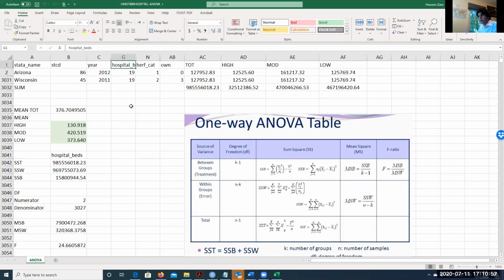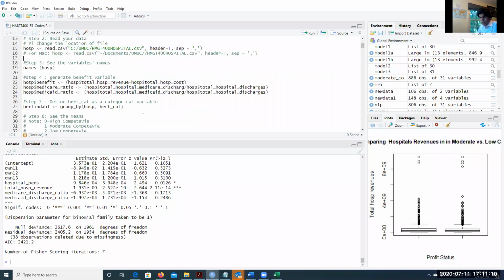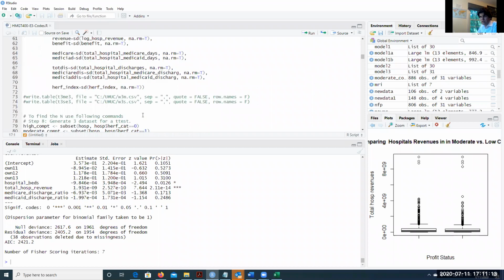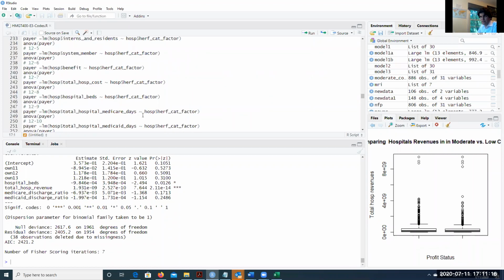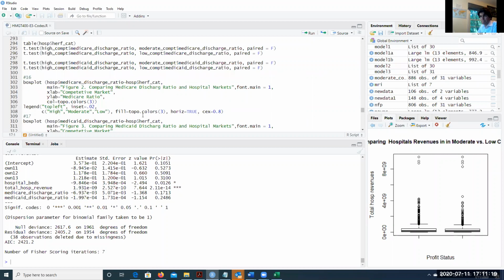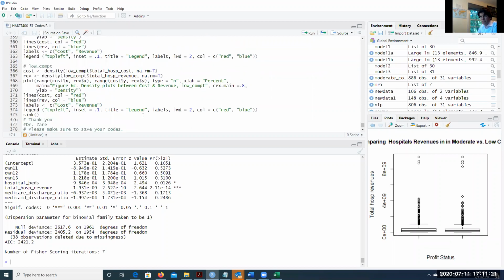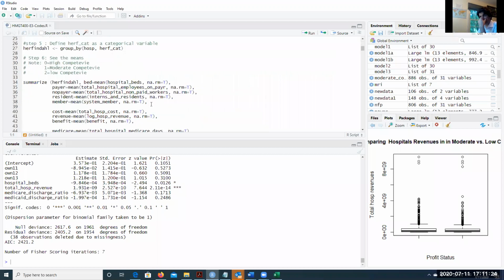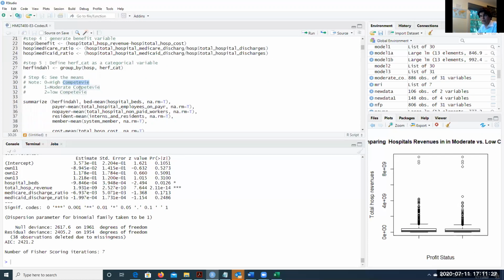First, I'm just keeping everything I need. So I just need the hospital beds and the Herfindahl index, which has values 1, 2, 3. Let me see the definition for these. Here in the RStudio code, there's a definition: 0 is high competitive, 1 is moderate, and 2 is low. Okay.